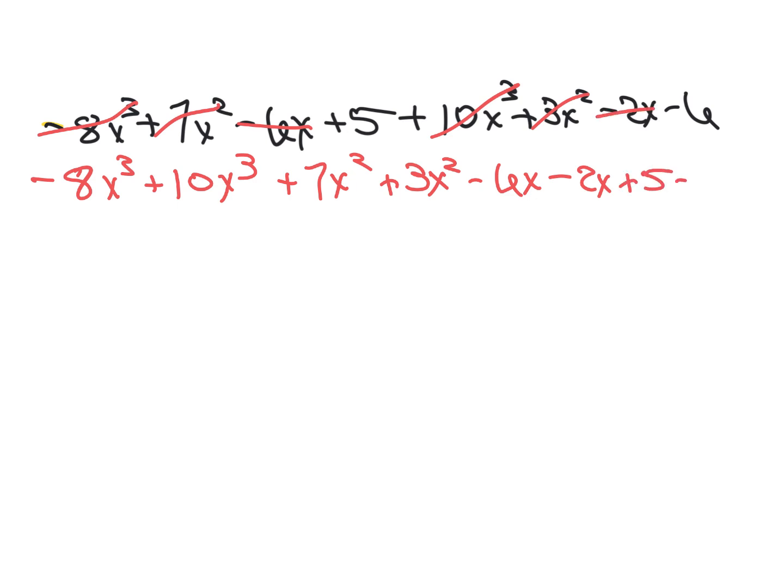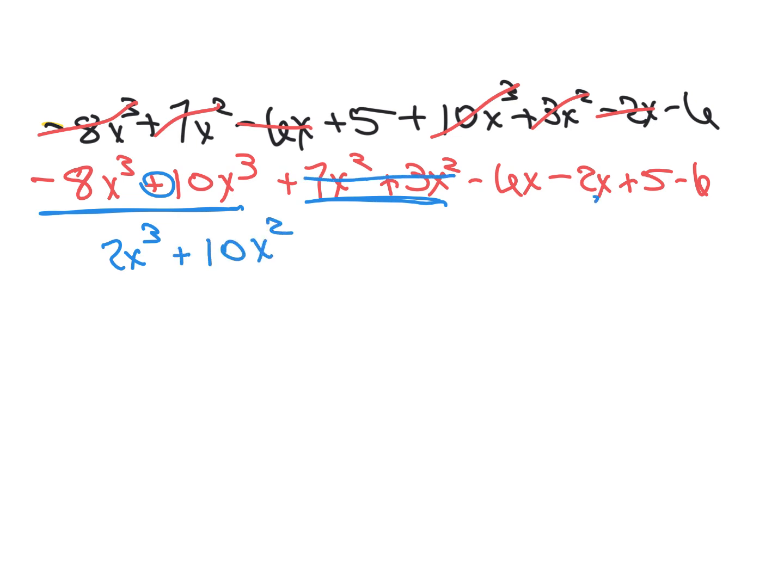Plus 5 minus 6. All right, so now I can combine the terms that are alike. So I have a negative 8 plus 10. The signs are different. Take the difference between the two and the sign of the biggest number. Okay, now I'm going to do this one here. The signs are the same, so I just add. And those are done. Now I've got negative 6x minus 2x, or plus negative 2x. So signs are the same, so I just add them up, and I get 8x. And because there's negatives, I get the negative 8x.